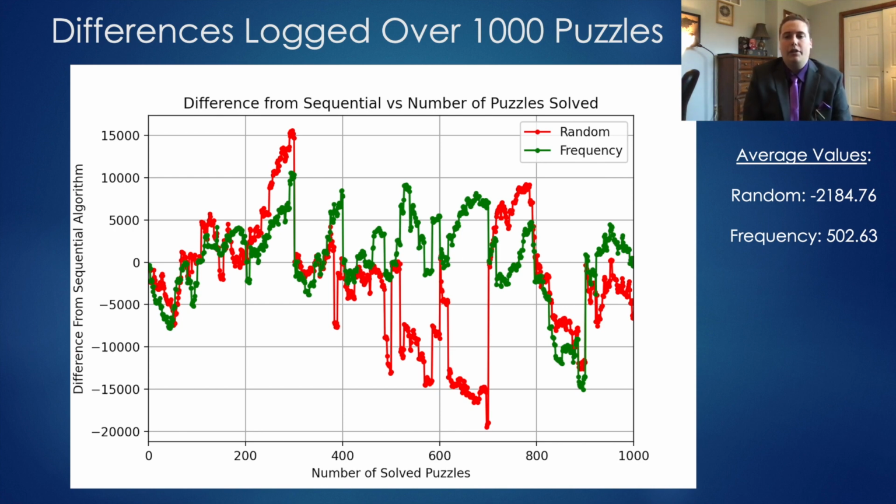I took the averages of those values, and random-based guessing was actually performing around 2,200 guesses better than the original algorithm, and the frequency-based guessing algorithm was actually, on average, performing around 500 guesses worse.